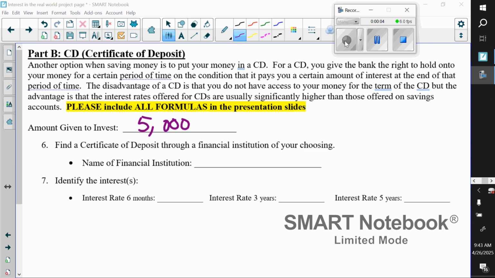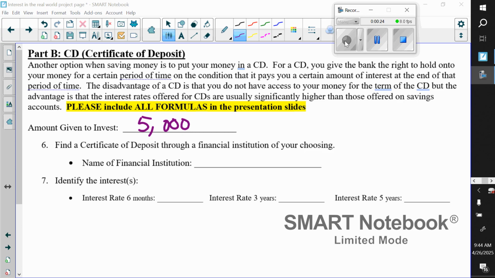I just wanted to talk to you about this next section with the certificate of deposits. The certificate of deposit usually has a higher percentage rate, but unfortunately the disadvantage is that you don't have access to your money for that length of time.